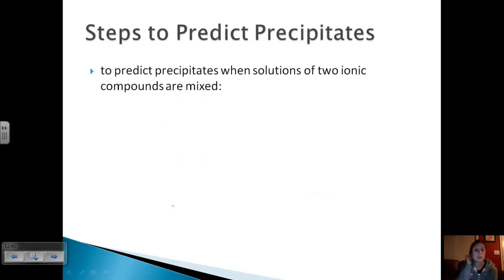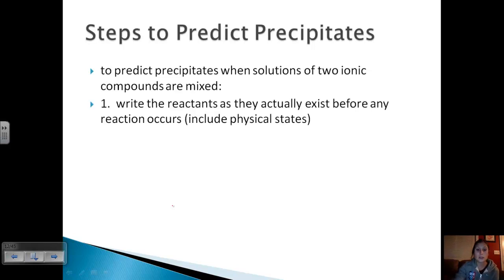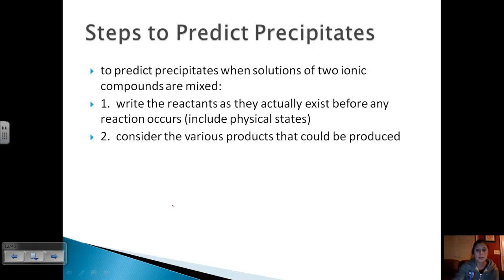Okay, so steps to predict precipitates. To predict precipitates when two ionic compounds are mixed, it's good to follow these steps. First, write the reactants as they actually exist before any reaction occurs. So as you saw in the example with the potassium chromate and the barium nitrate, we just wrote the reactants, making sure the compounds were neutral, and include physical states. Almost always, all your reactants will be aqueous.